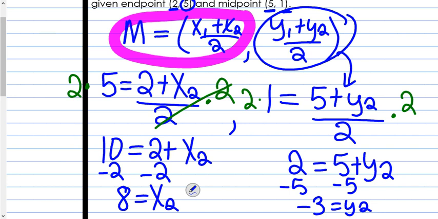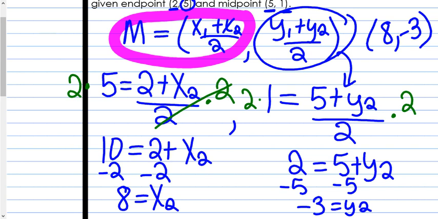So my other endpoint is 8, negative 3. So instead of finding the midpoint, they gave us the midpoint, we plugged it in, and we found another endpoint. So as long as we are only missing one piece of information, we can easily solve these problems. We are going to do the rest of this in class, but I really hope that you focus during this and you understand. Again, you will need to know that midpoint formula.